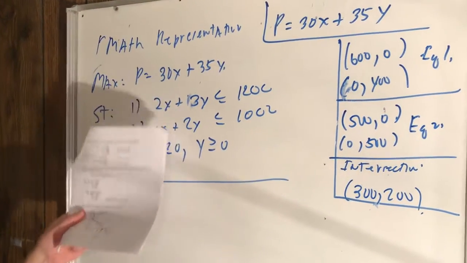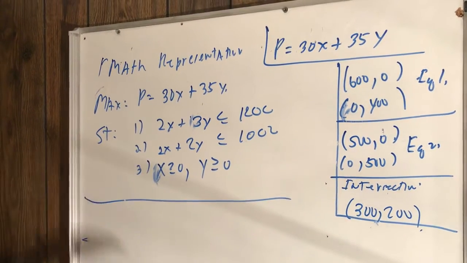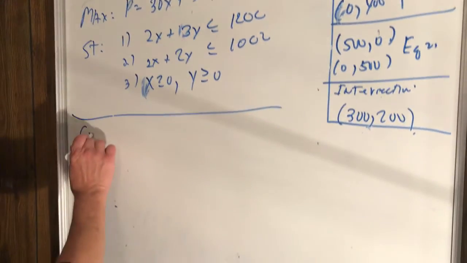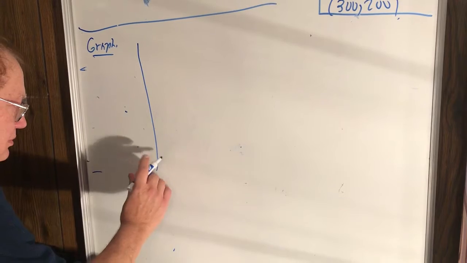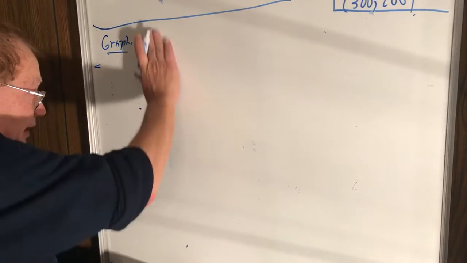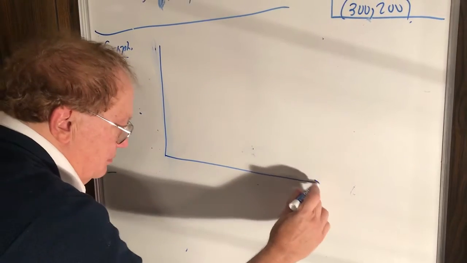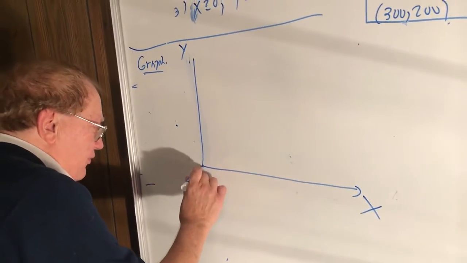Now, if these were two parallel lines, there'd be no intersection. You'd know you actually developed your problem wrong. So let's graph this now. Since we're really talking about a graphical solution here, let me see if I can get that line a little bit straighter. And this is point 0, 0.